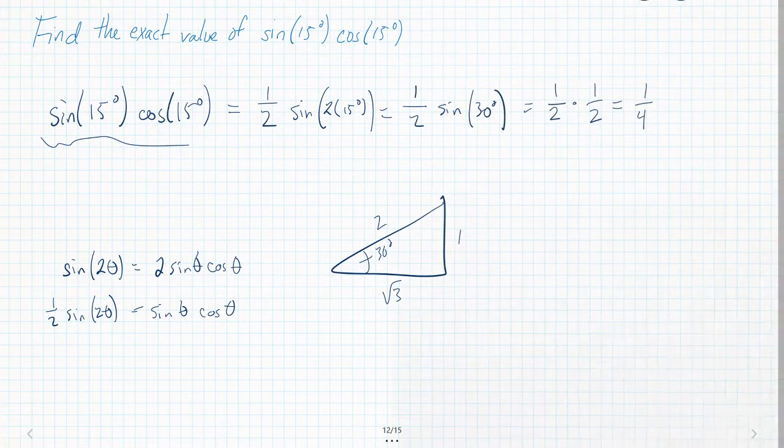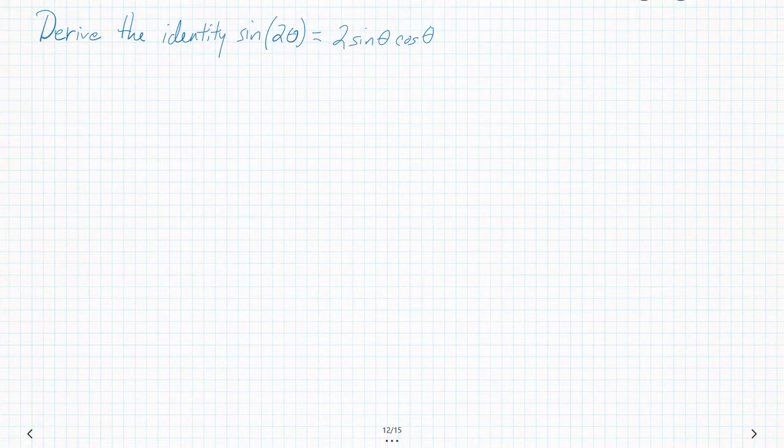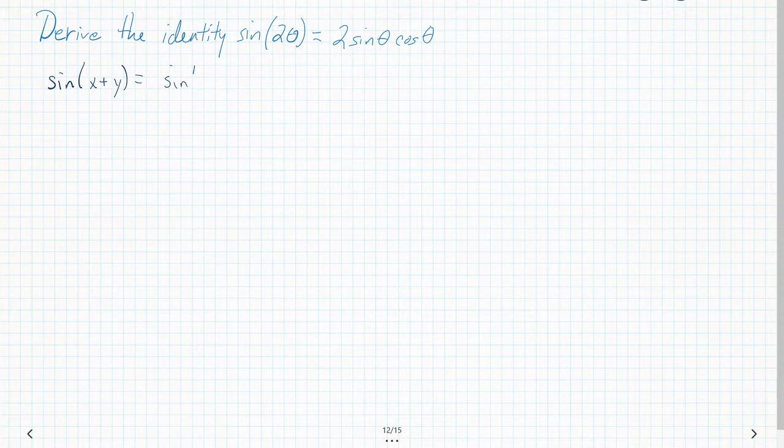Okay, next formula. Let's see what happens. All right, derive the identity sine of 2 theta equals 2 sine theta cosine theta. There's a couple different ways, and I'm actually going to show you both of them. One will be the more straightforward way. So all I'm going to do is use sine of x plus y equals sine of x cosine of y, and then plus cosine of x sine of y.